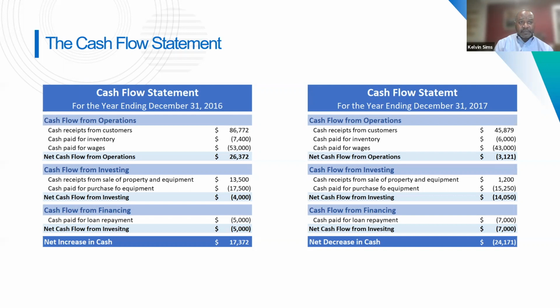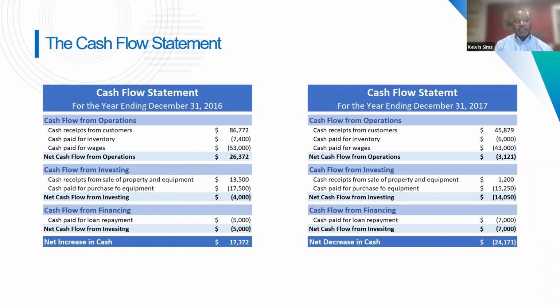In 17, things went a little bit different. The cash went down from 86,000 to $45,879 for the year. Cash paid out for inventory was 6,000, so since the receipts were down, they didn't buy a lot of inventory. Looked like they may have laid off a person or cut some hours back from wages at $43,000. So their cash flow from operations was a negative $3,121, way down from the year before.